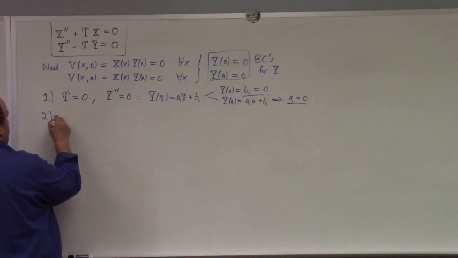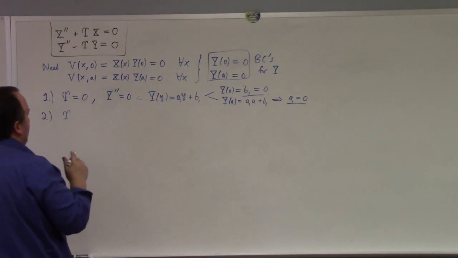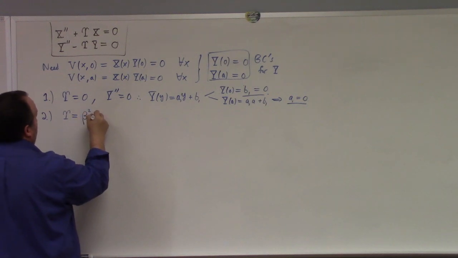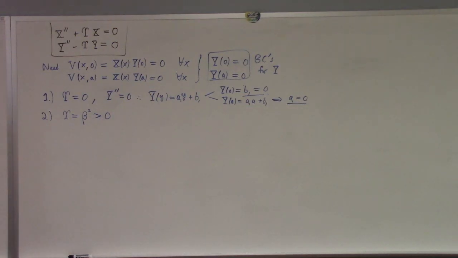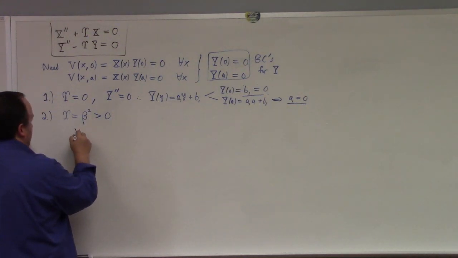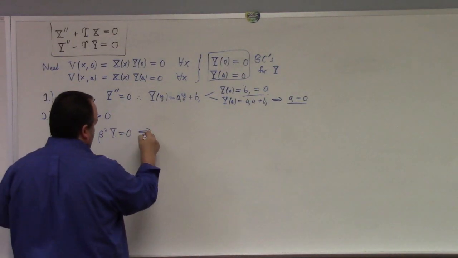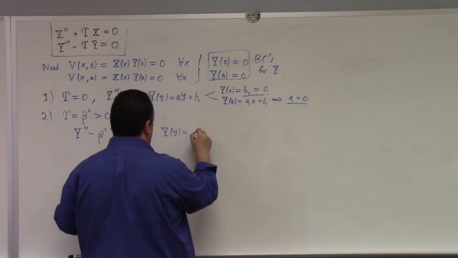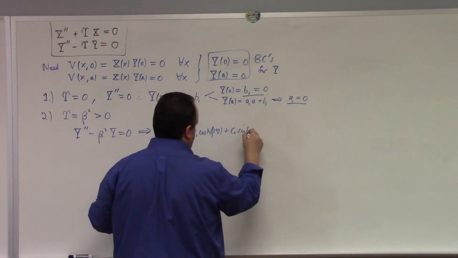Case number 2 would be, I'll try to do the boring cases first. My intuition here is that if upsilon is positive, we're not going to get anything. So we're going to say it's equal to beta squared because it's greater than 0. What I'm doing here is introducing this squared variable so that I don't have square root of upsilon all over the place. If I do this, then what I'm looking at is Y prime prime minus beta squared Y is equal to 0, which tells me that my solution, generically, is Y of y is like, let's say, c1 cosh beta y plus c2 sinh beta y.